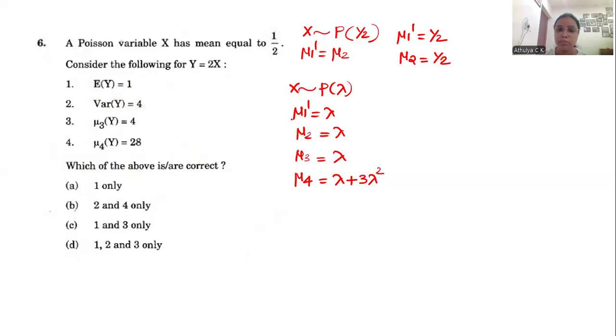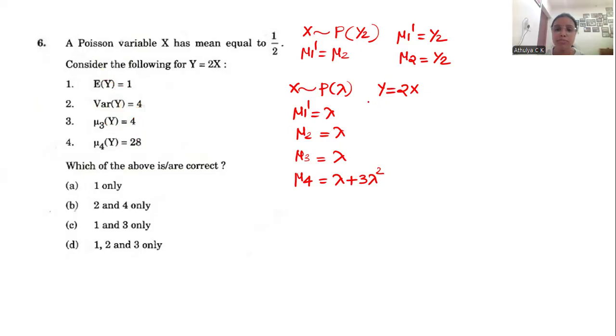Remember these points: for a Poisson distribution, mean is equal to lambda, variance is equal to lambda, mu3 is equal to lambda, and the value of mu4 is lambda plus 3 lambda square. This is for a random variable x which follows a Poisson distribution with parameter lambda. Here in this question, we need to find the mean, variance, mu3 and mu4 for the random variable y. Y and x are related such that y is equal to 2x.